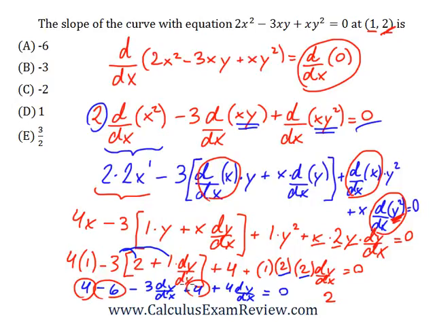Took a little while there. Just wanted to make sure in my head, of course. Then I have negative 3 dy/dx plus 4 dy/dx. Negative 3 plus 4, that's 1. So I get just dy/dx plus 2 equals 0. Then I subtract 2 from both sides, and dy/dx will be negative 2. That's it.